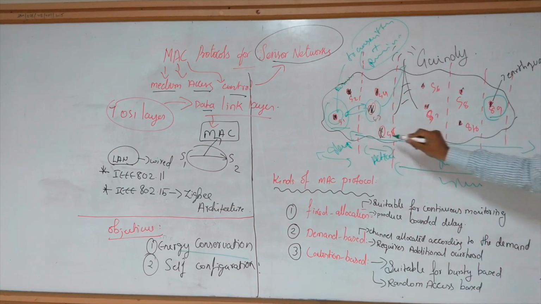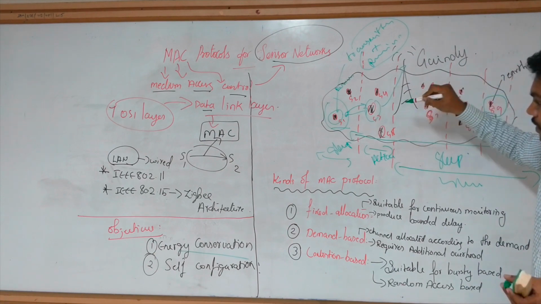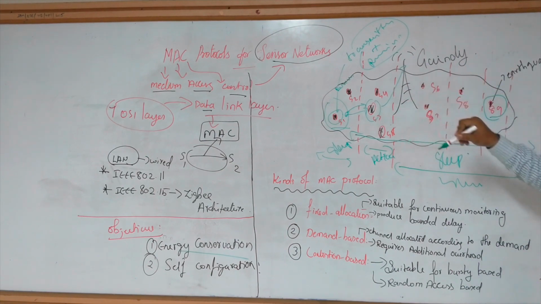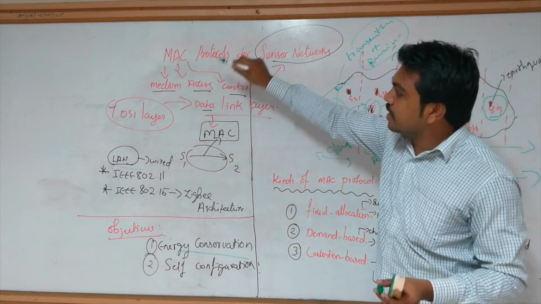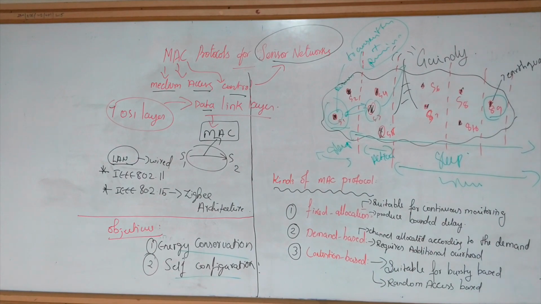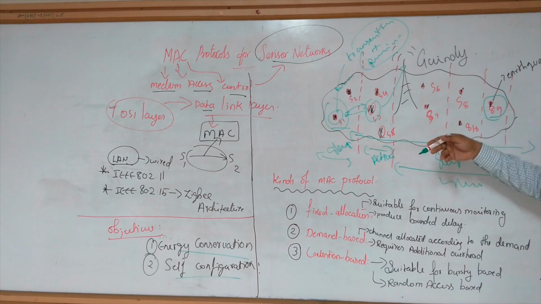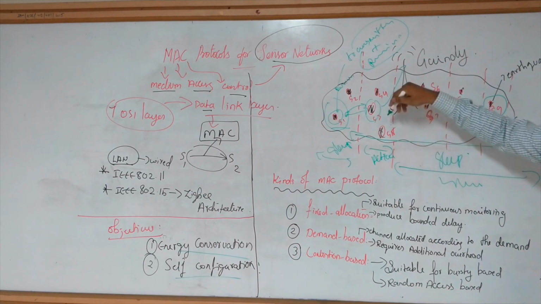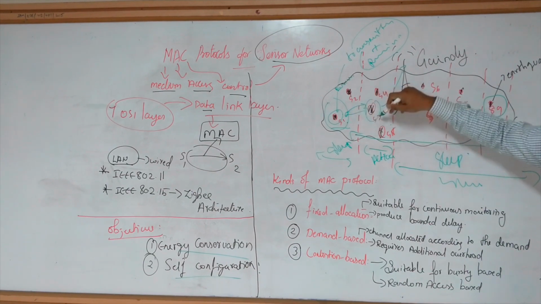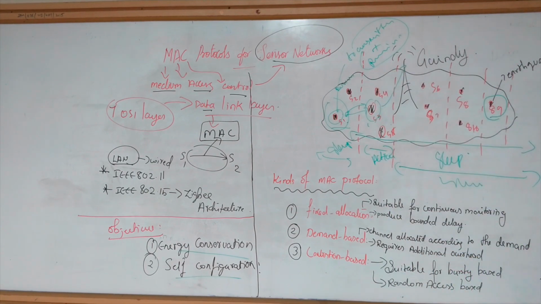Do remember, as I said, these are all in sleep state. These sleep sensor nodes can be activated only by the MAC protocol, and that is called self-configuration. So when the time comes, it creates some virtual clusters. That will decide, okay, this guy is going to be in sleep state and I am going to be in active state. That will be decided by the MAC protocol using self-configuration. So these are the two major objectives of using MAC protocol.